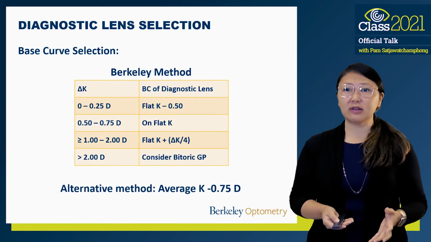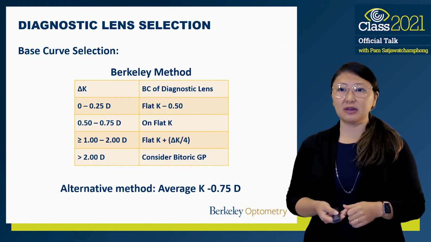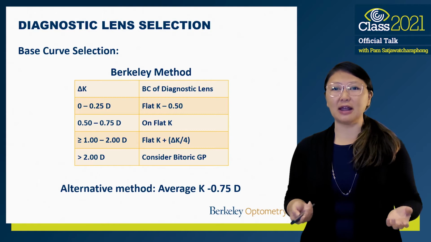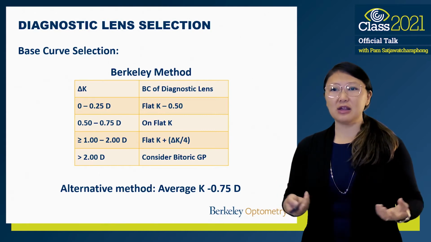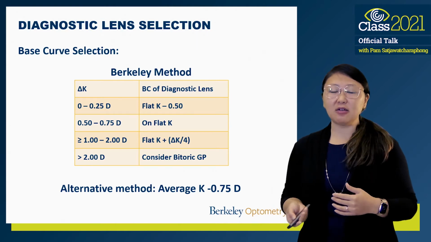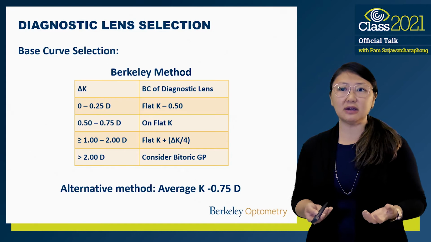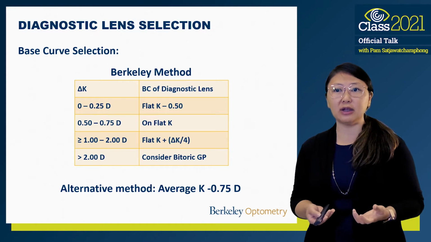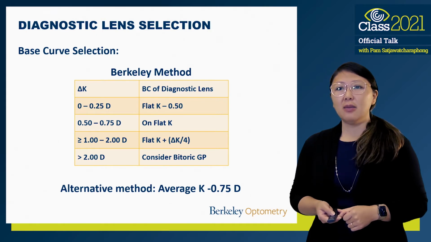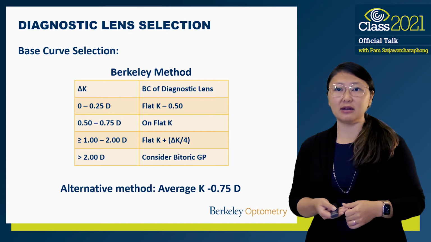So what about base curve selection? I've listed here a table that is the Berkeley method for base curve selection. And you may be thinking, do I really have to memorize a lot of calculations to figure out what base curve I need to choose? So I have 2 methods here. The Berkeley method shows you, based off of the delta K or the toricity of the cornea you measure from keratometry, what you would choose for your initial base curve lens. But I think it's helpful to understand why this calculation is the way that it is.